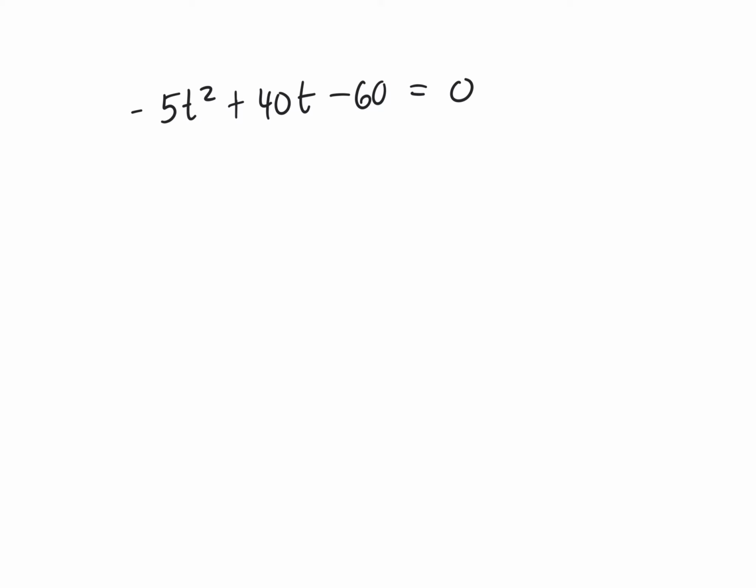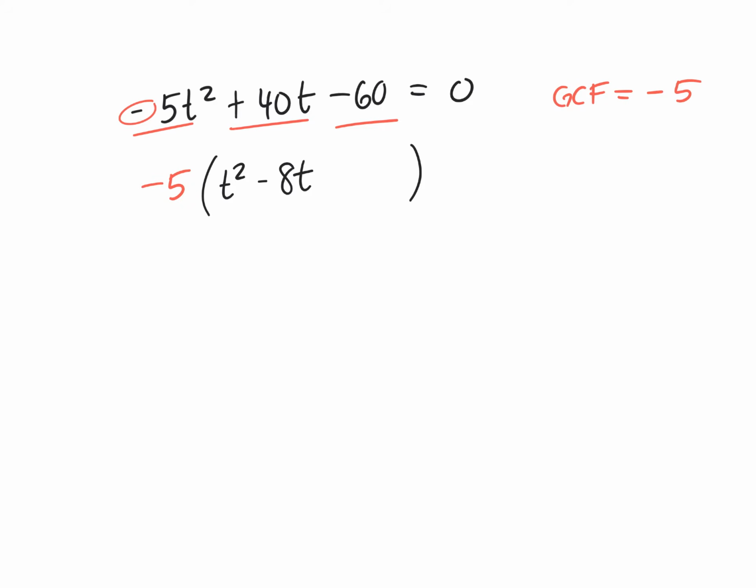What's the first thing we should do? Greatest common factor, yes. It starts with a negative. So the greatest common factor is going to be negative what? What can all of these be divided by? Okay, so it's going to be negative 5. And then what's left inside the bracket? t squared, negative 8t, and then negative 60 divided by negative 5 is positive 12. And we can use the sum and product method.